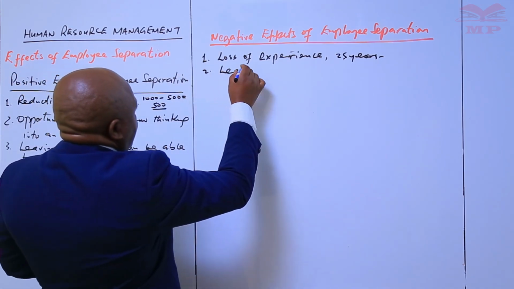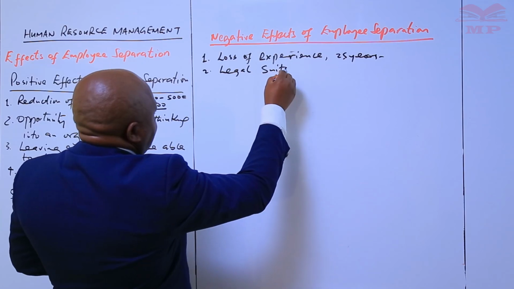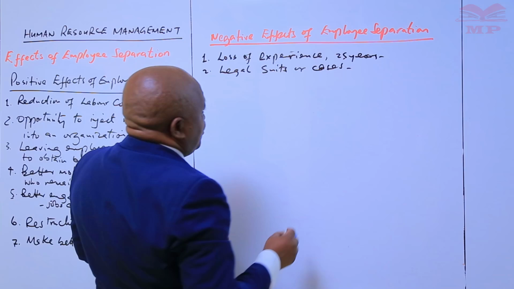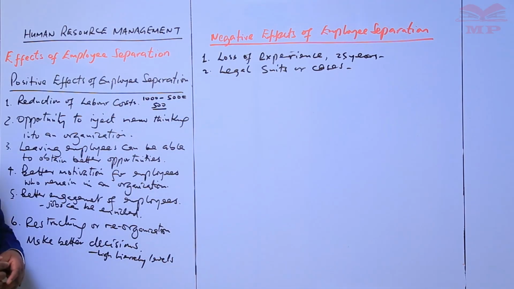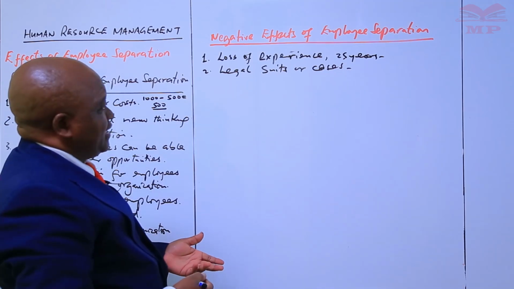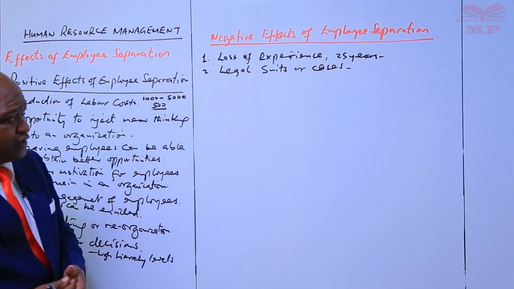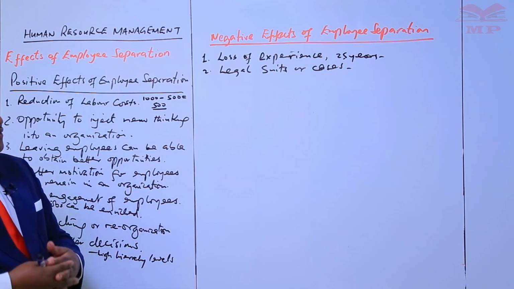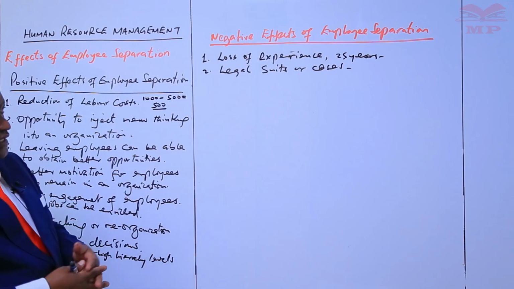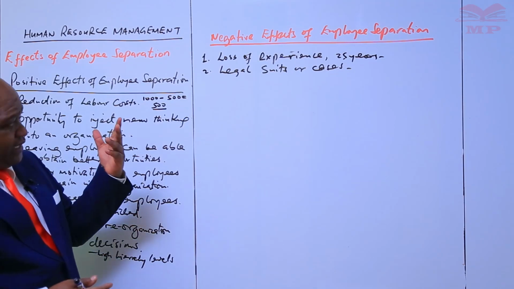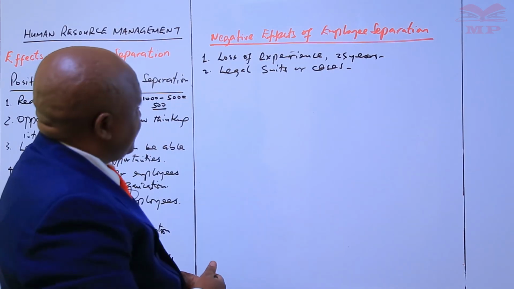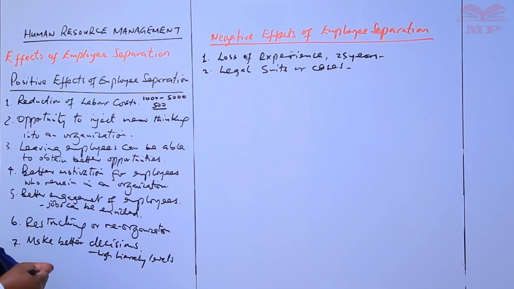Then two, legal suits or cases. For example, where an organization terminates employees, maybe through a retrenchment, or they just dismiss a worker, and we have seen this at very high levels. We have seen this, for example, in the county governments, national governments, private companies, and so on. Cases will take time, and these cases are costly. So legal cases may also make an organization go through a lot of challenges if separation is not managed well.